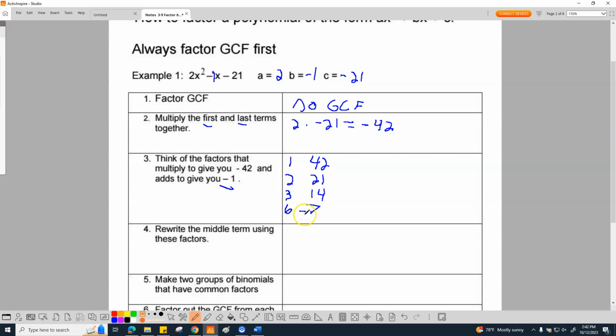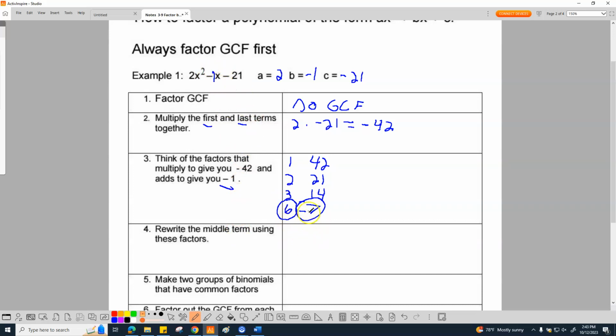This is the part that's going to be tricky. This is the part that's going to require thought. This is the part that's going to be hard for y'all. So we are using these two numbers, 6 and -7, and I'm going to rewrite the middle term using these factors. So this negative 1x right there, we're going to rewrite it.